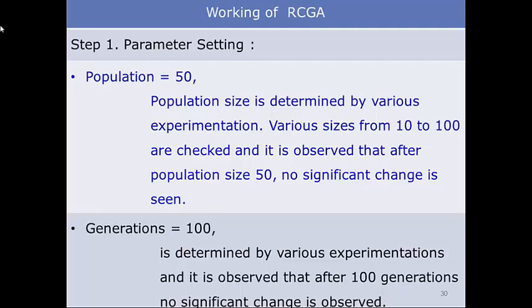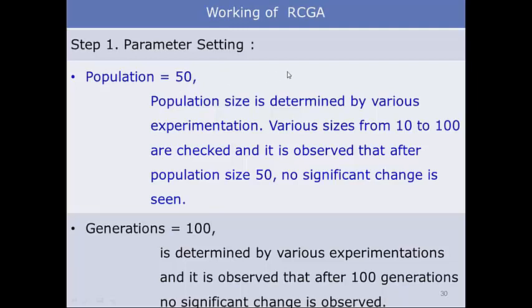So in my case, various sizes from 10 to 100 were checked, and it was observed that after size 50 there was no substantial or significant change in the solution. Means whatever solution I was getting at a particular number of iterations was not changed after the population size of 50.